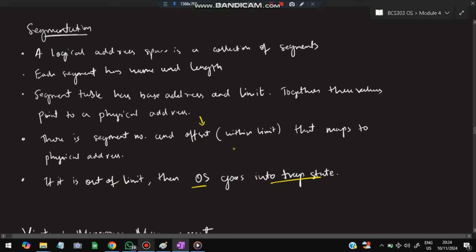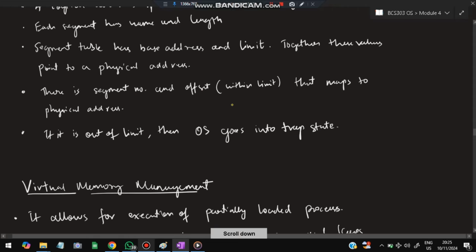Suppose that I got an offset which is more than the limit. Suppose the limit is 100, and I got an offset which is 200. Now along with the segment number, suppose that it is 16, 16 and 200 does not exist. So if it tries to find that, it will go into the trap state. Okay, that is the concept behind segmentation.